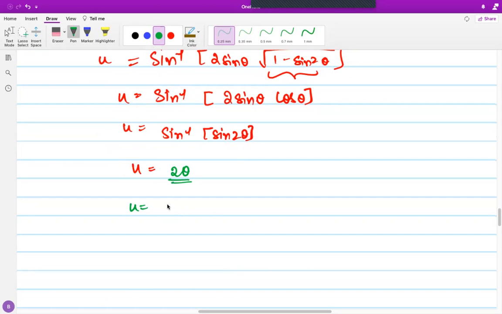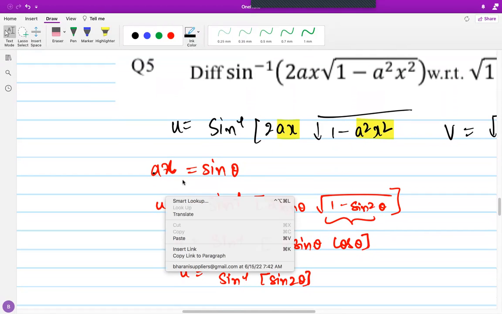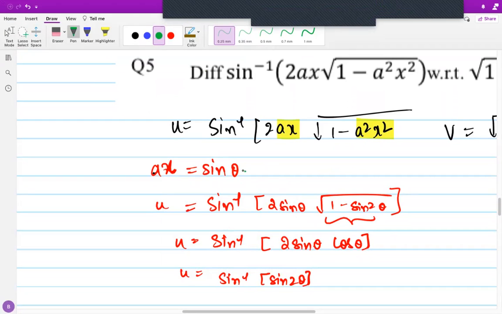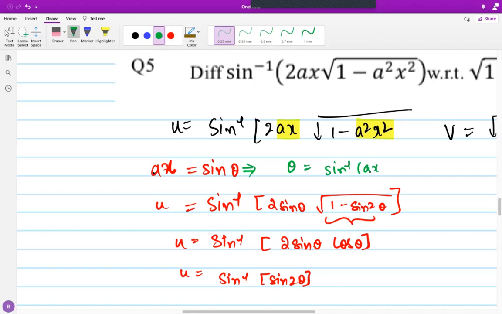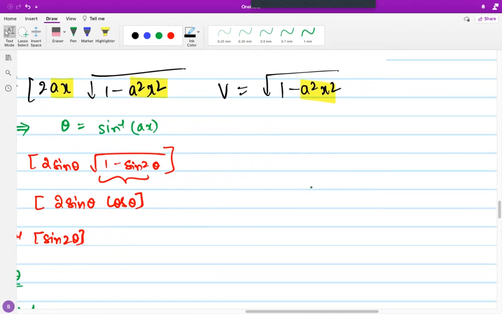What is theta equal to? We have substituted ax equal to sine theta. From this, theta is equal to sine inverse of ax. So u is 2 into sine inverse of ax. Now you can differentiate, students. Start differentiating. Cool. Next part.